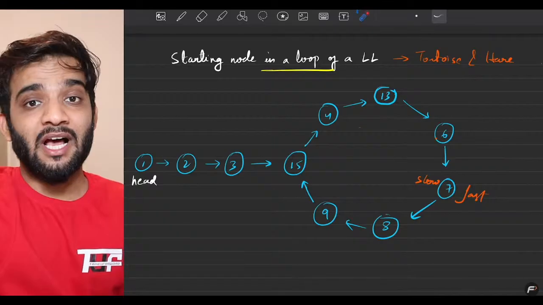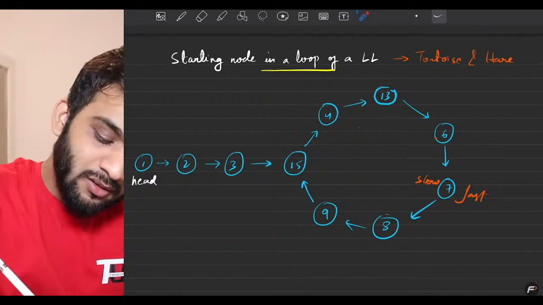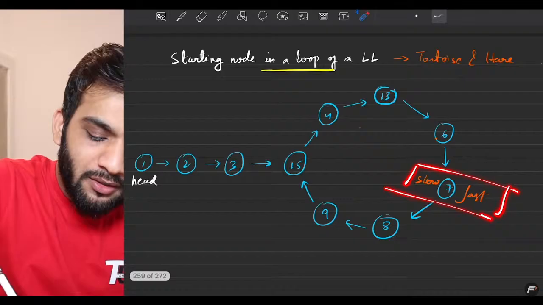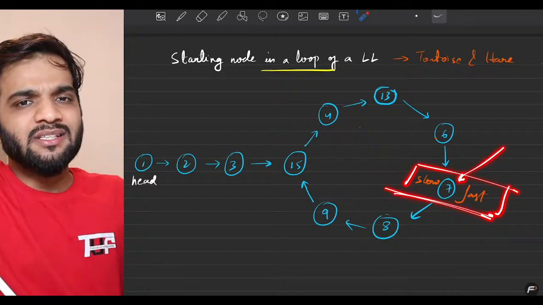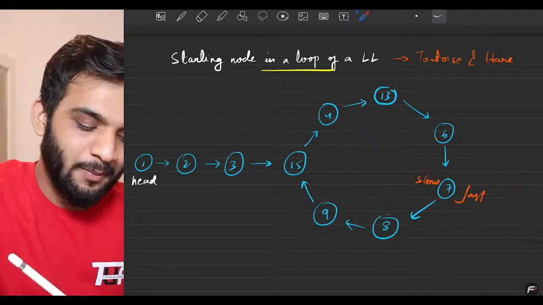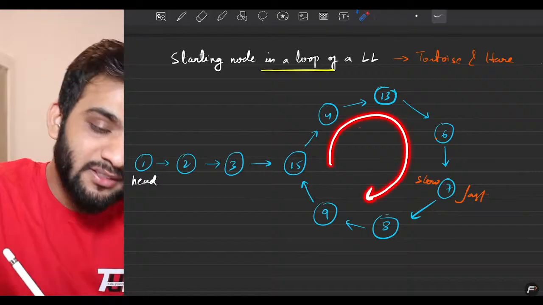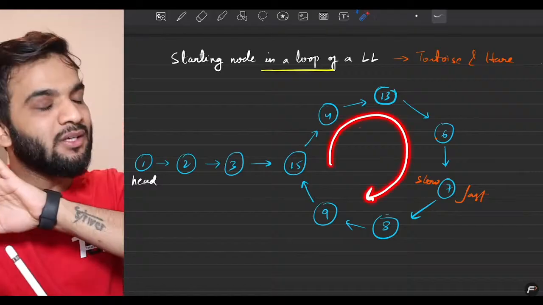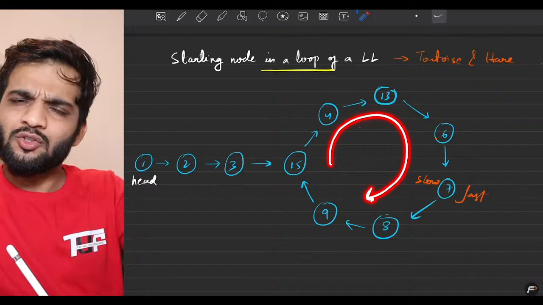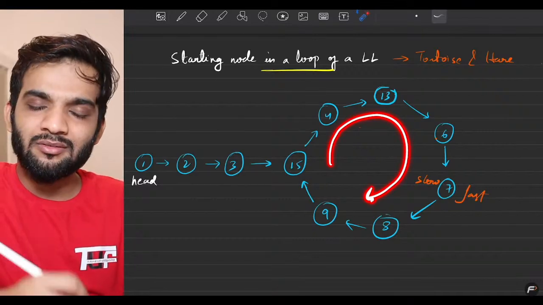So after the last step, we can see that the slow and the fast pointer are colliding at the same node. And if that happens, what does that mean? It means that there is a loop in that particular linked list. If they never collide, that means there is no loop, right? Previous lecture, link is in the description.